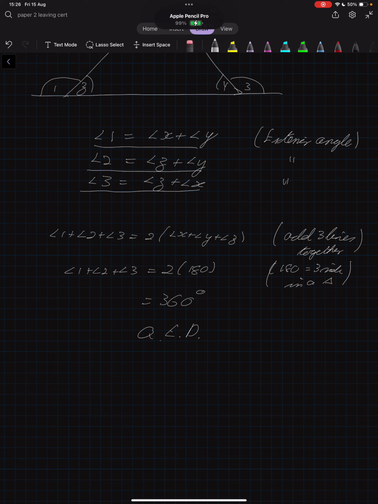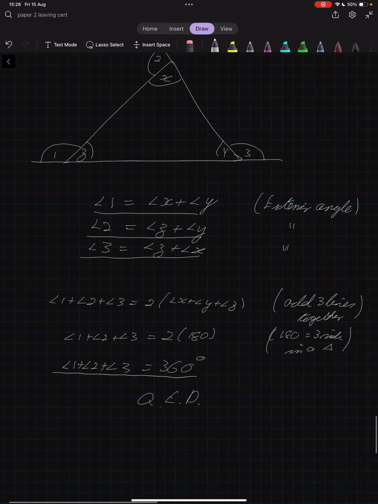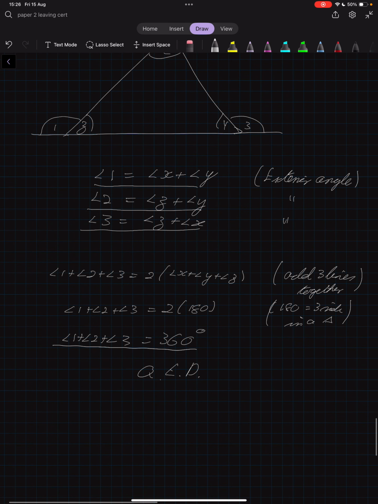So QED is quod erat demonstrandum, and it's Latin for what was to be proved. You just write it at the end of a proof to say the proof is finished. Because why? Because what did I end up with? I ended up with angle 1 plus angle 2 plus angle 3 equals 360, which is exactly what I wanted to show. Okay? So that's how you do a formal proof. So you basically do the maths here, and then your reasoning here. So not too bad all in all.